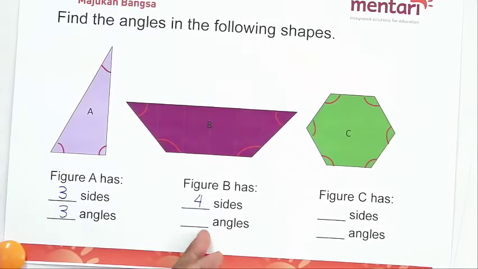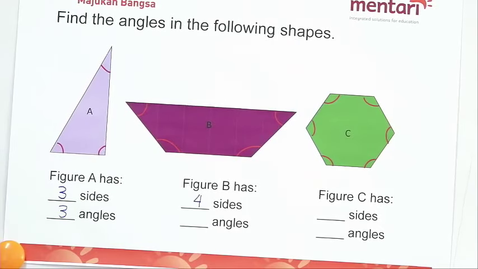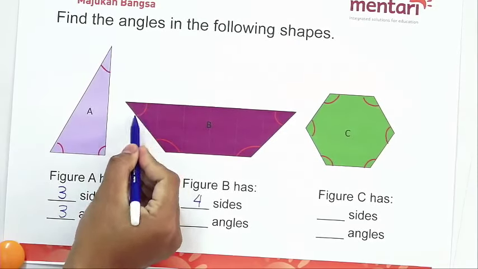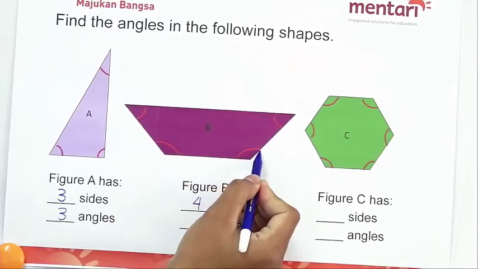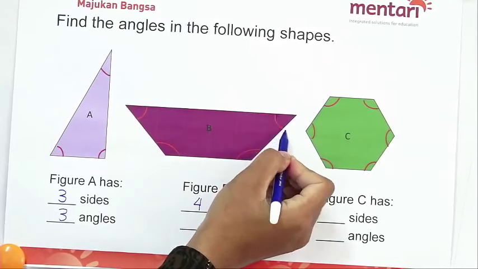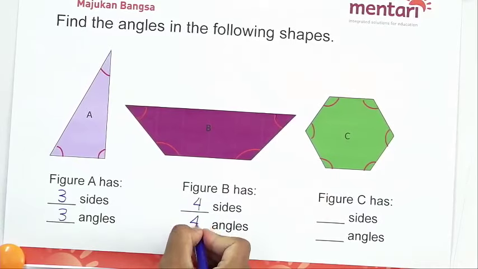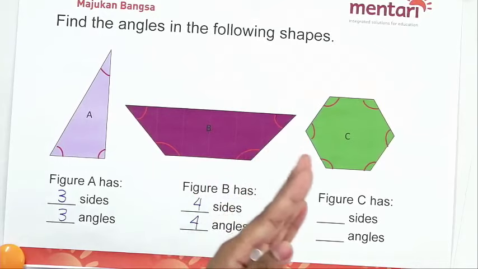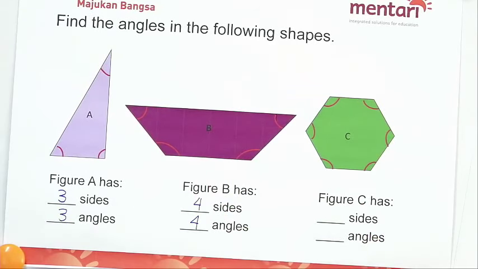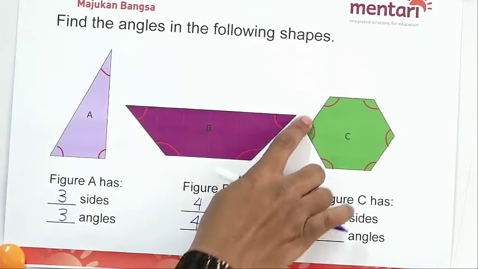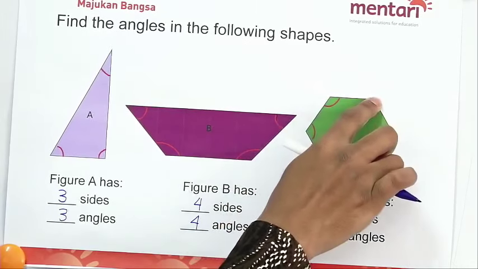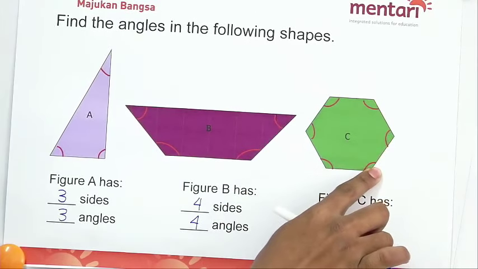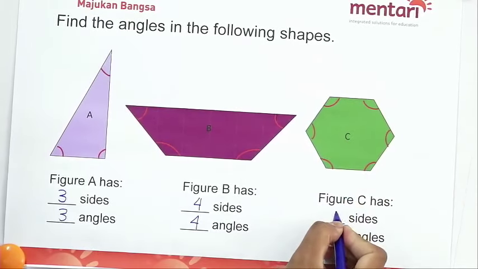And how many angles in figure B? Now let's count. 1, 2, 3, and 4. There are 4 angles. So now, let's find the figure C. How many sides and how many angles in figure C? Yeah, how many sides? 1, 2, 3, 4, 5, and 6. Oh, there are 6 sides.